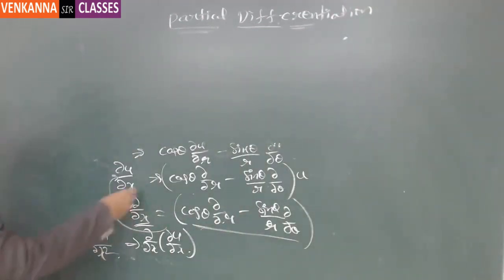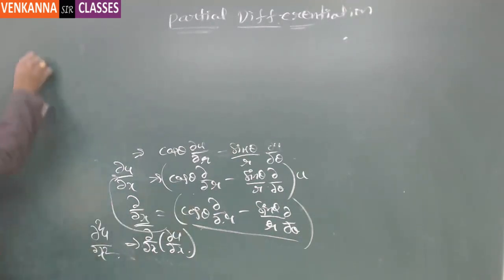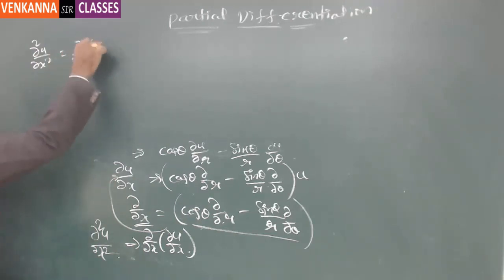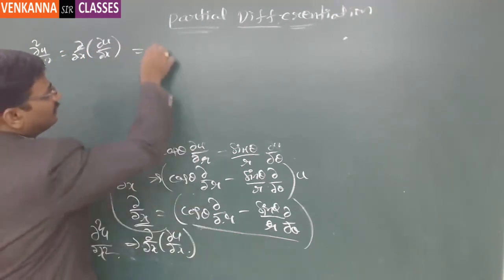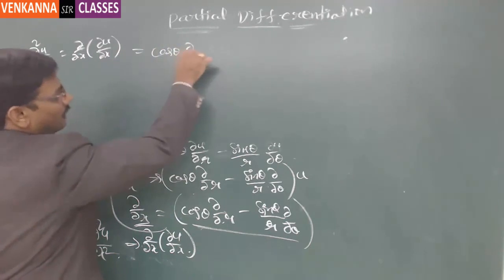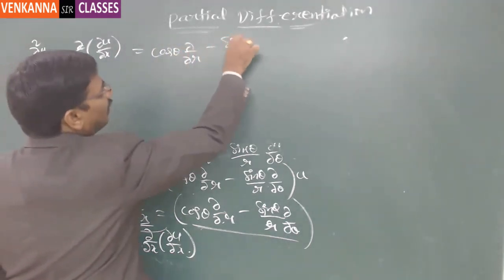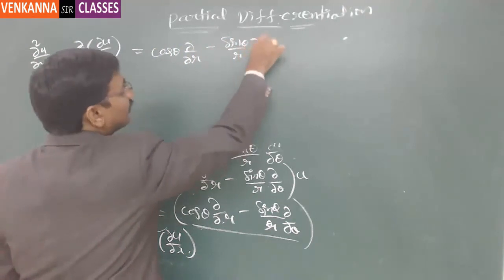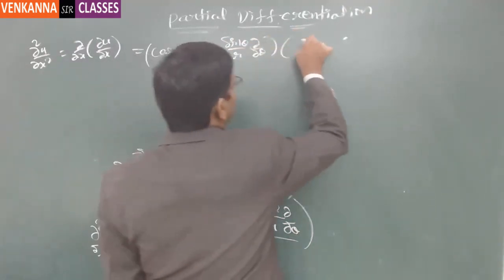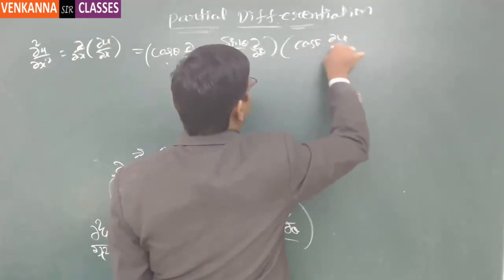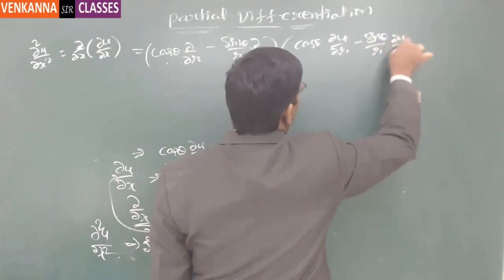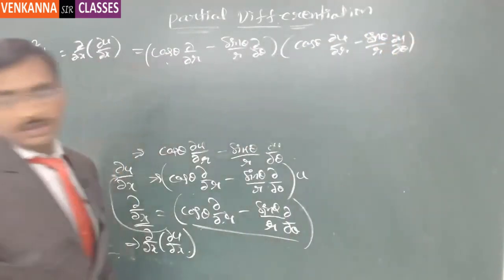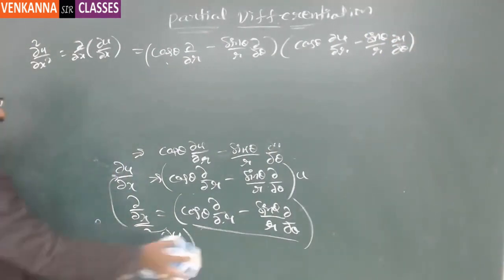So here we got to know ∂/∂x. So ∂²u/∂x² is equal to ∂/∂x times ∂u/∂x. Now ∂/∂x is this part: cos theta ∂/∂r minus sin theta by r into ∂/∂theta, of this entire expression, cos theta ∂u/∂r minus sin theta by r into ∂u/∂theta. This is what you need to do to find ∂²u/∂x².